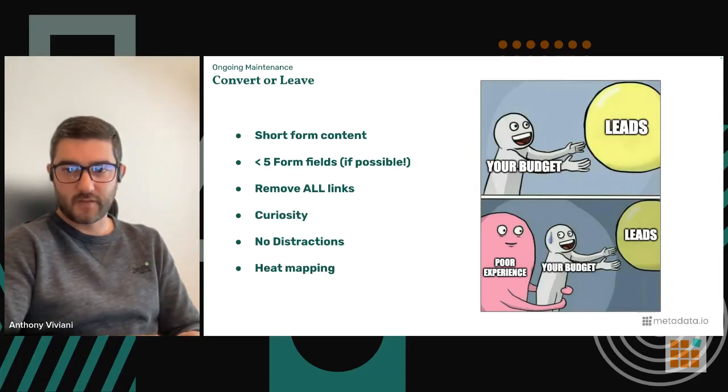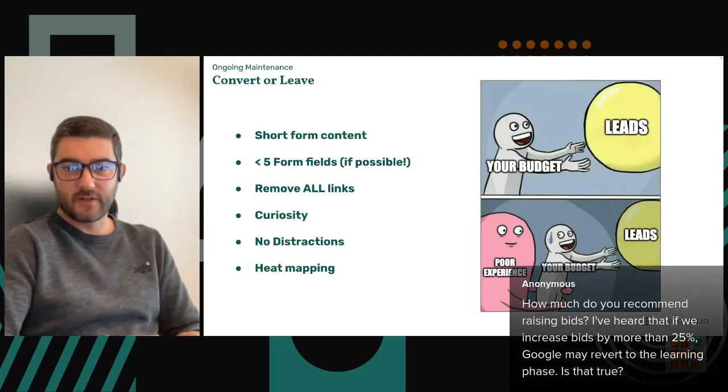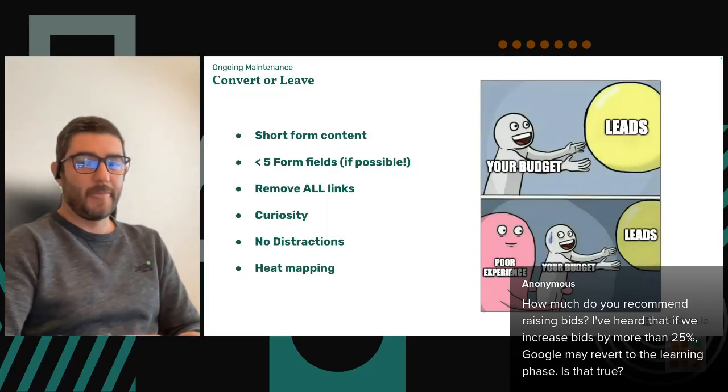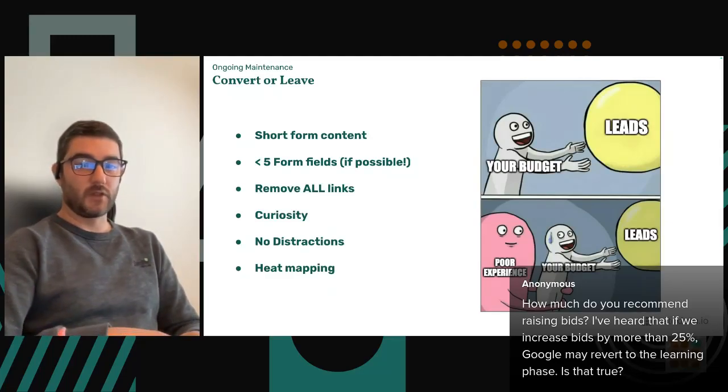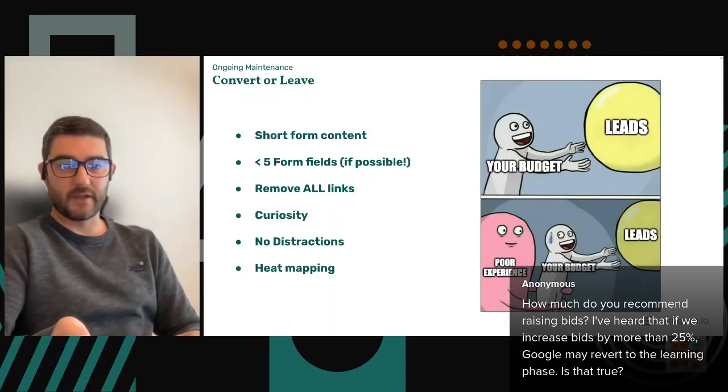So there's a question here. How much do you recommend raising bids? I've heard that if we increase bids by more than 25%, Google may revert to learning phase. Is that true? So if you're running manual bids and you're increasing by 25%, learning only happens with automated bidding.